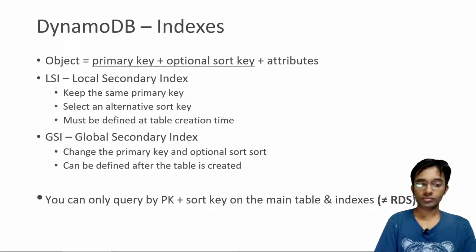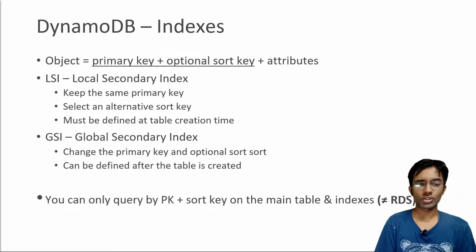Now, hopefully all of this is not new to you anymore, not even if you are coming from the associate certification. Then we have indexes. An object is made of a primary key, a sort key that is optional, and some attributes, and so we can define some indexes on top of it.